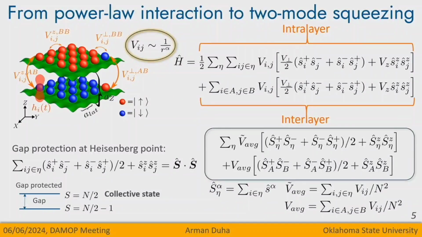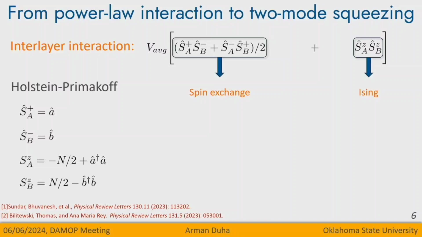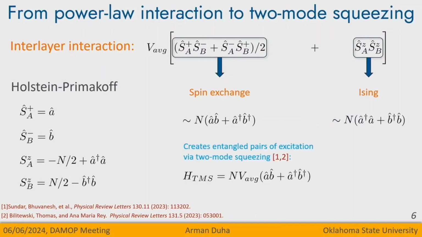Then what's the role of the interlayer, the second term of the Hamiltonian? Let's divide this part further into two parts. You can think of the interlayer interaction as a spin exchange part and an Ising part. For convenience, let's perform a Holstein-Primakoff transformation. This is how the spin exchange part looks. Now it becomes much more intuitive that this is the part creating the entangled pairs of excitations, if you compare it with the two-mode squeezing Hamiltonian.